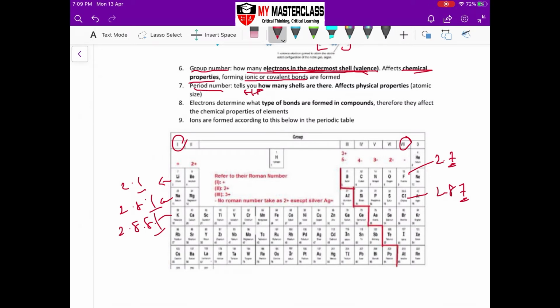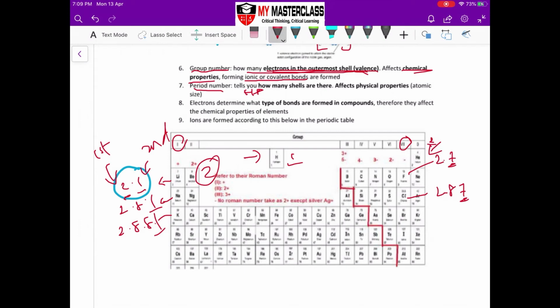Period tells me how many shells there are. If you look at the electronic configuration over here, the configuration is 2,1. This one is the first shell, this one is the second shell, so this element is in period 2. Lithium and beryllium are period 2, with 2 numbers, 2 shells. Period 1 has 2 elements, your hydrogen and helium. The configuration is 1, the other is 2, so just 1 number, 1 shell.